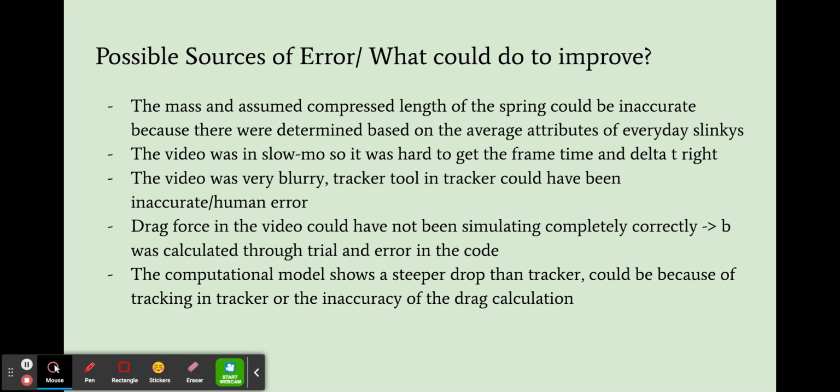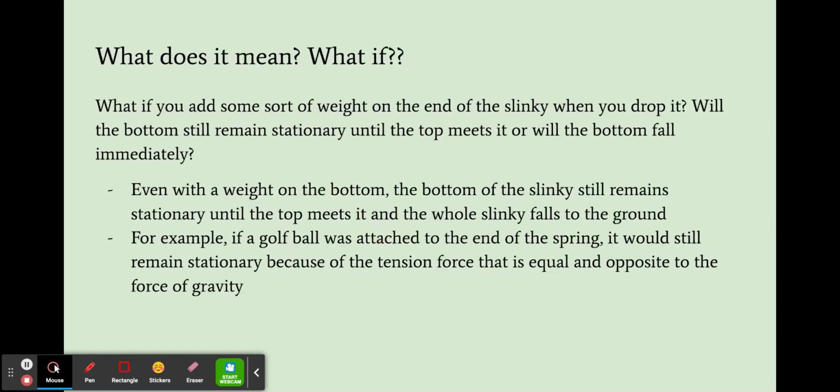And then the computational model shows a steeper drop than in Tracker, and it could be because of tracking inaccuracy in Tracker or inaccuracy of the drag calculation. What does it mean?